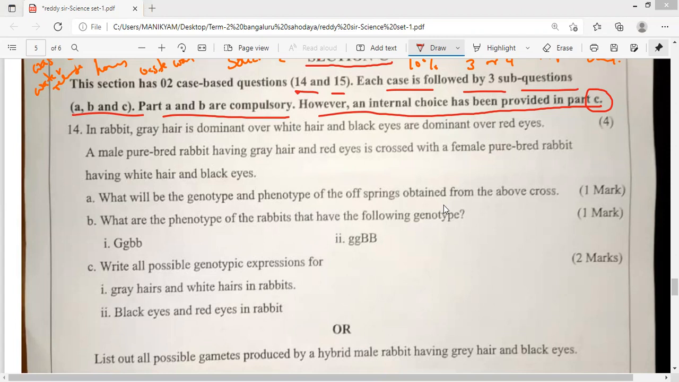So now read the question, guys. Can anybody read? Any one of you? Karthikeyan?